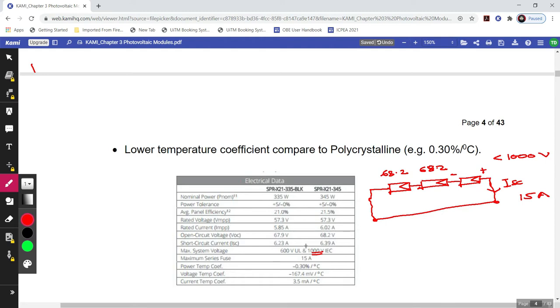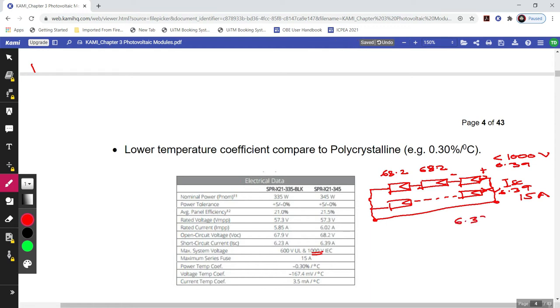So here the ISC is about 6.39. But if you make a two parallel connection, okay, let's say you have another parallel connection here. So you will sum up these two current, right? So 6.39 plus 6.39, which is less than 15 ampere.